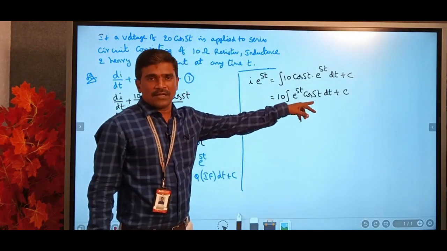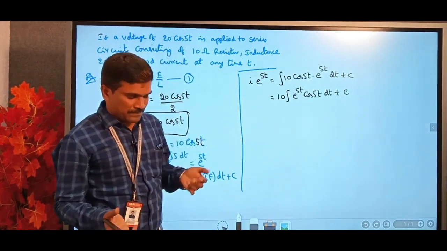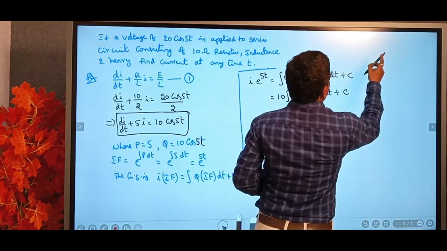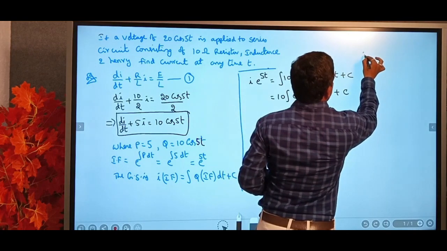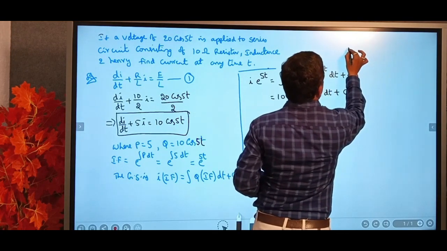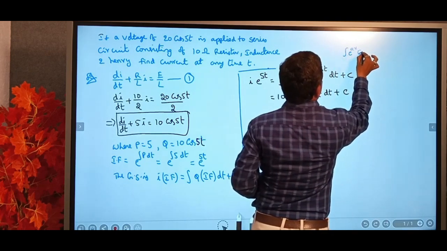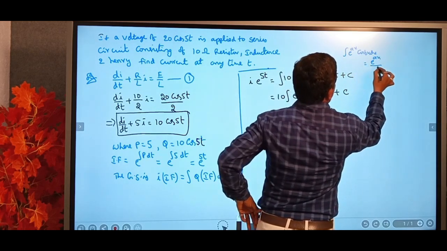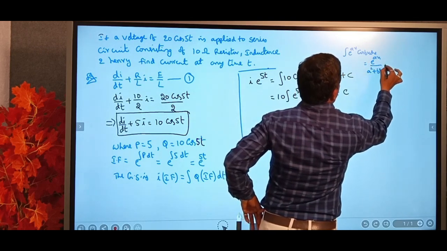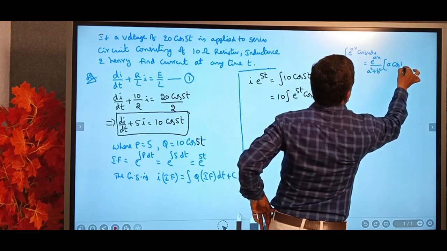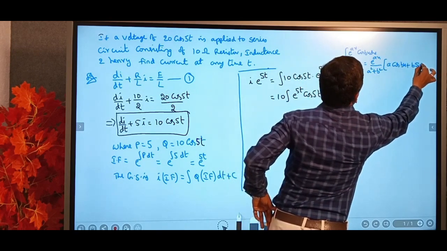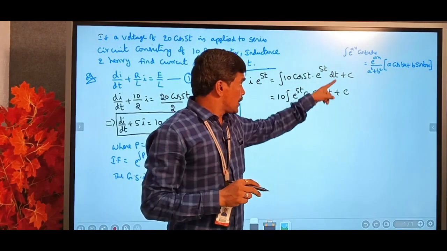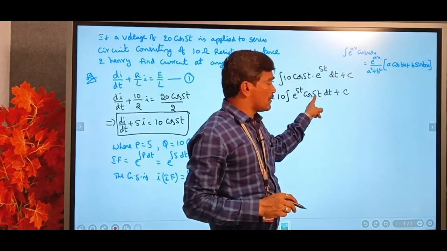Now the integral of this one is in the form of e power ax cos bx. So what is the integration of e power ax cos bx? The integral of e power ax cos bx dx is equal to e power ax by a square plus b square into a cos bx plus b sin bx. This is the formula for e power ax cos bx. Now here in place of a we have 5, in place of b also 5.